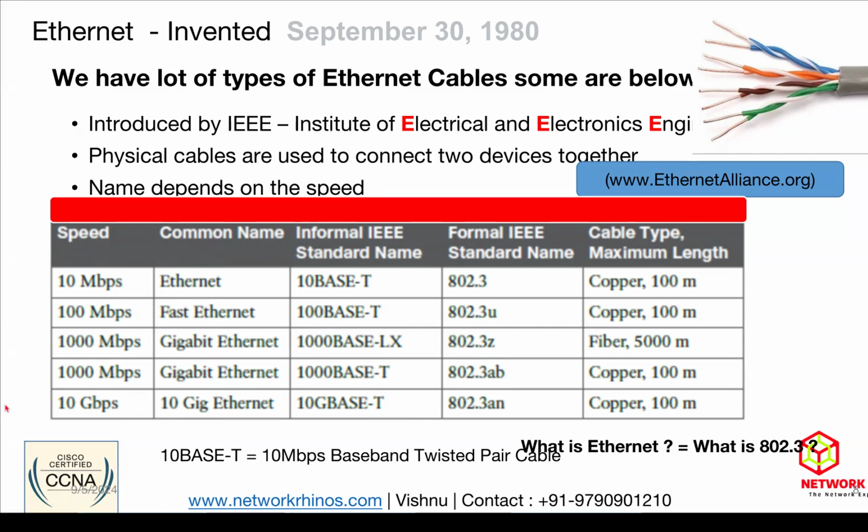The Ethernet cable and this pin is called an RJ45 pin. What is the full form of RJ45? Registered jack. RJ45. What is 45? Why 45? Why don't you call it RJ90?